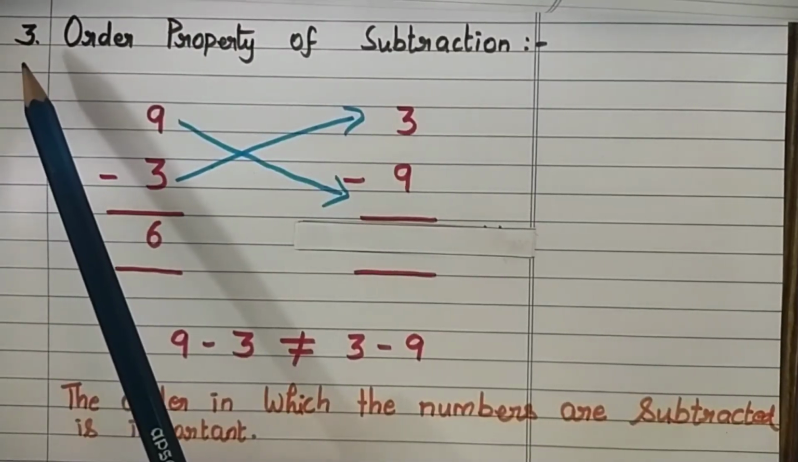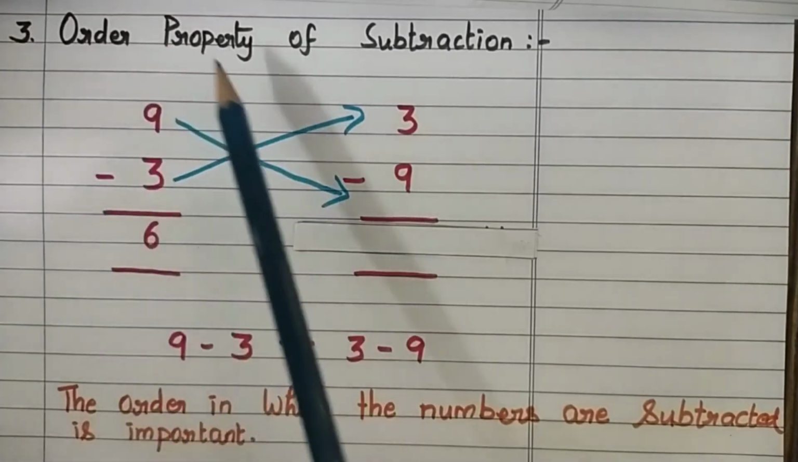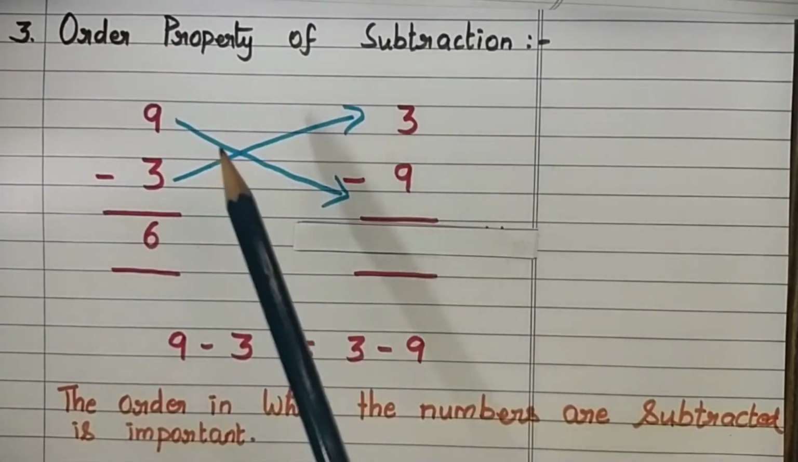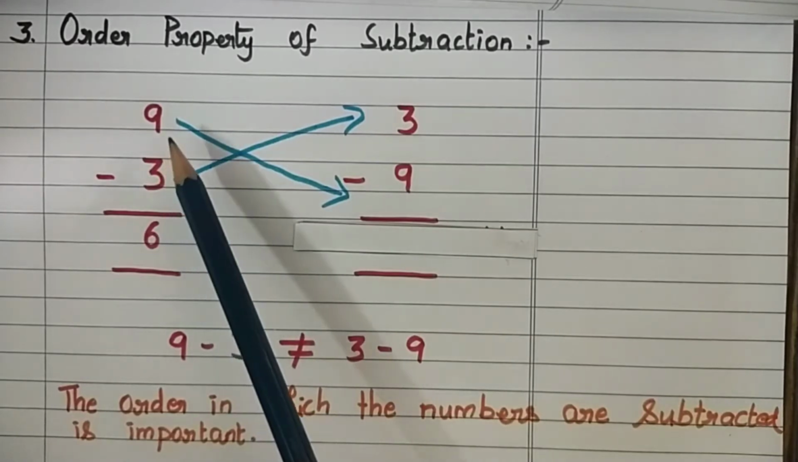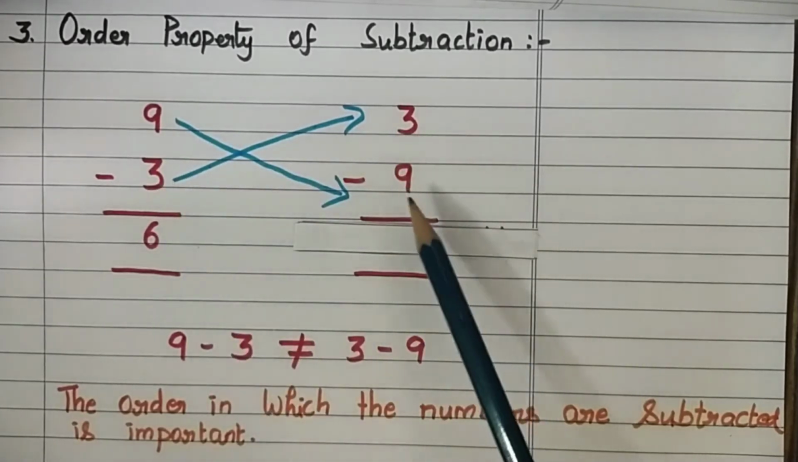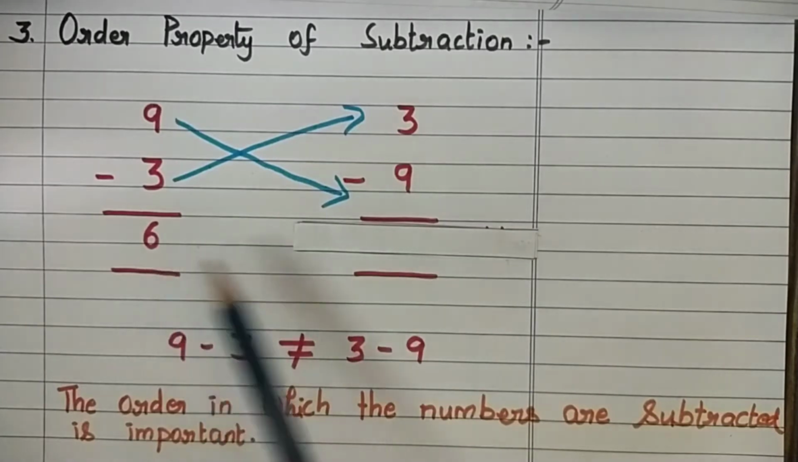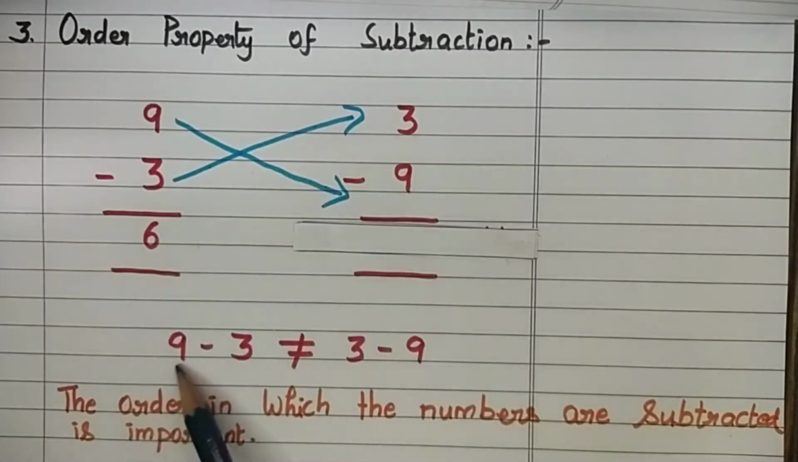Let us see the third property, order property of subtraction. Let us take a number 9 and 3. When we subtract 9 minus 3 or 3 minus 9, we will not get the same difference because 9 minus 3 is not equal to 3 minus 9. Thus, it tells us the order in which the numbers are subtracted is important.